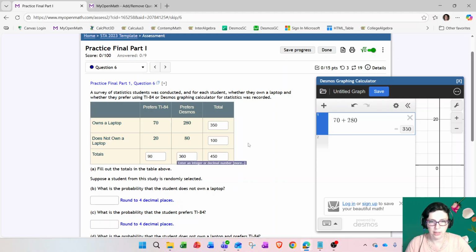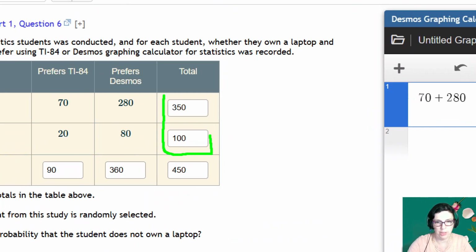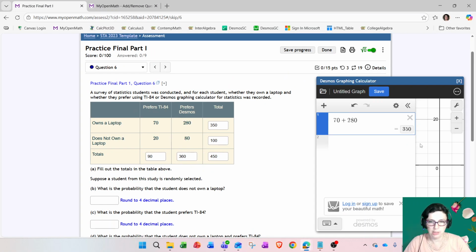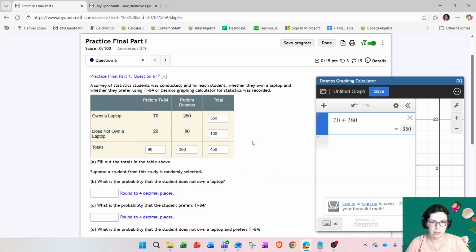Now, I always recommend making sure that the sum of the row totals, so these numbers, would be equal to the grand total, and also these two should also be equal to the same sum. So 90 plus 360, that is also 450, so we got that part correct.